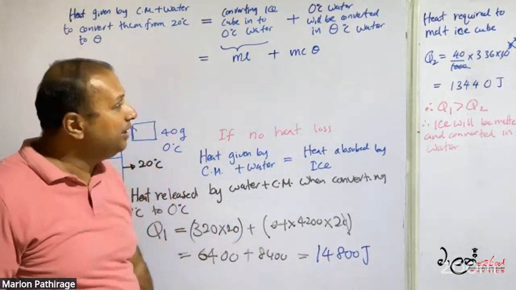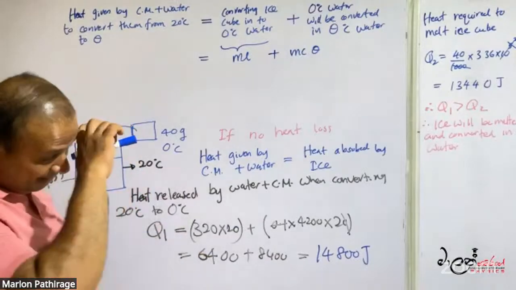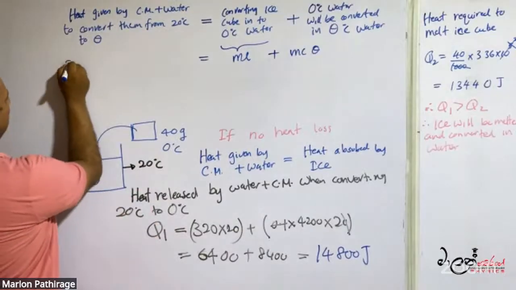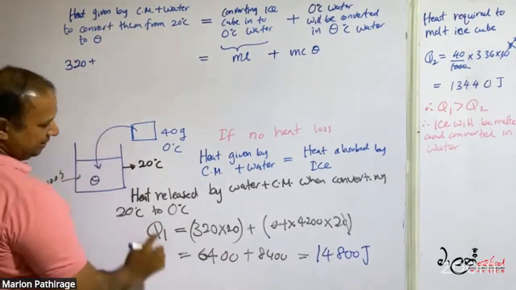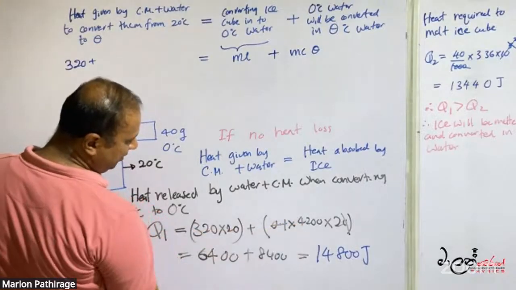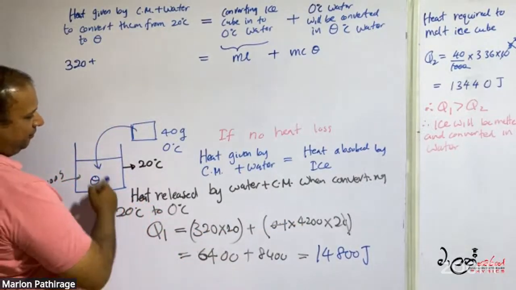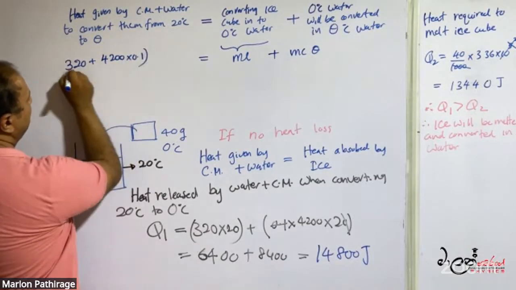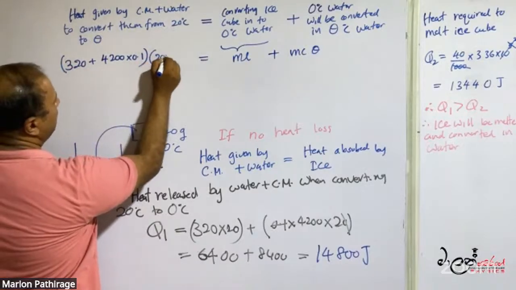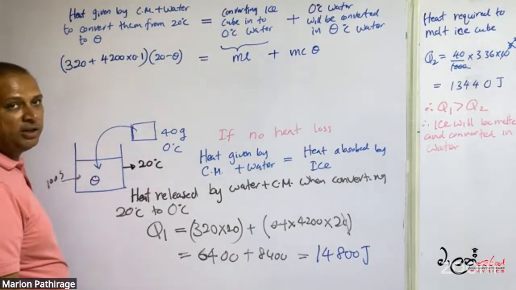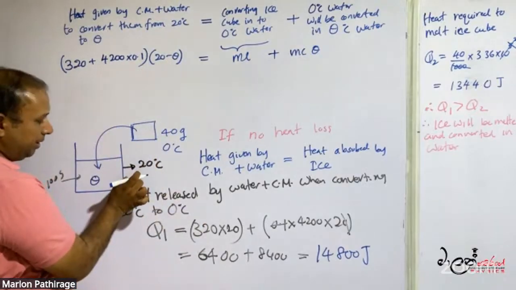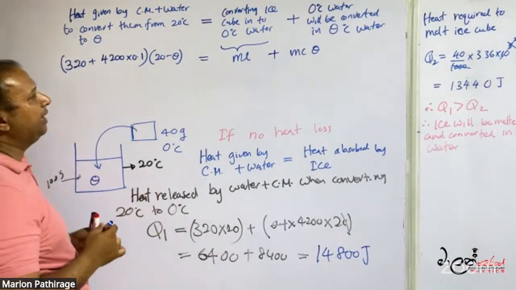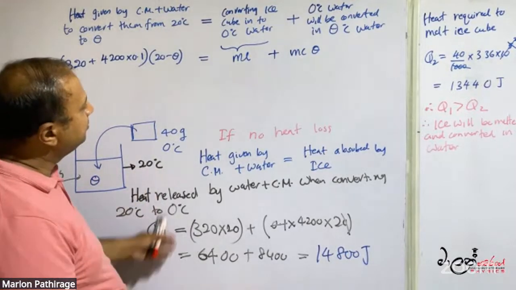Now we can write the temperature difference: 320 plus this product, 420 × 0.1, times (20 minus θ). I put 20 minus θ because for both the calorimeter and the water, the temperature difference is common. This is equal to this one.